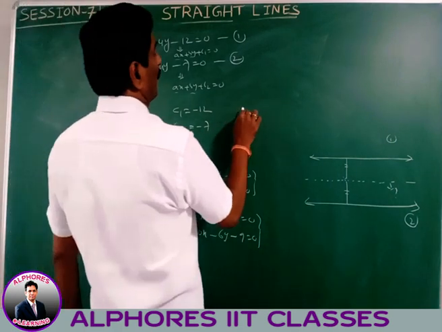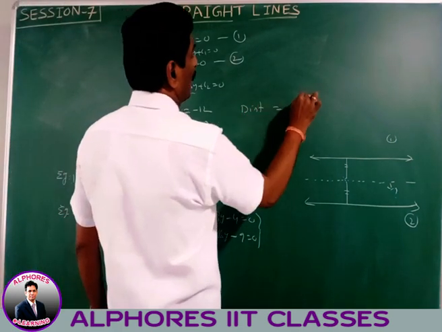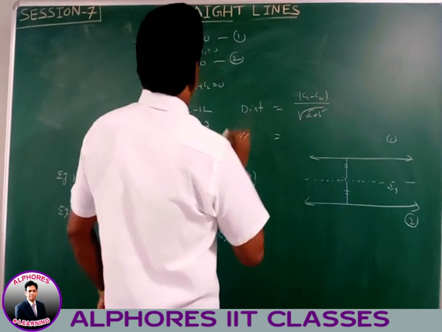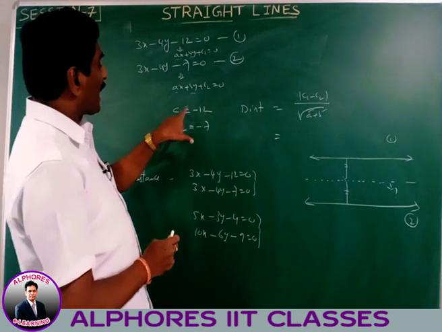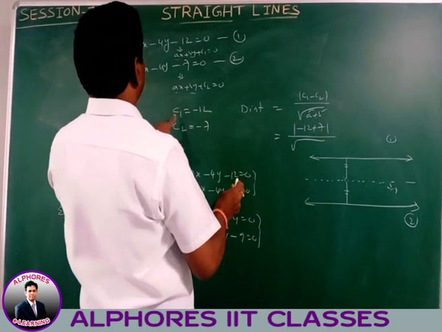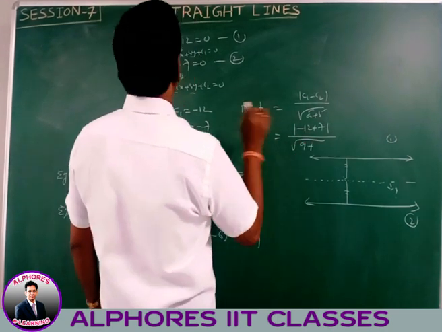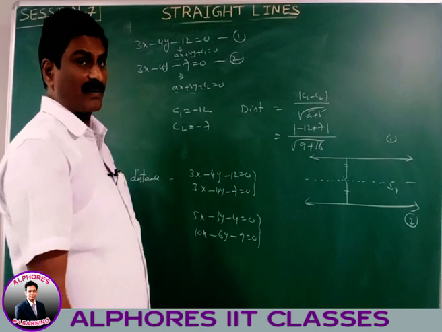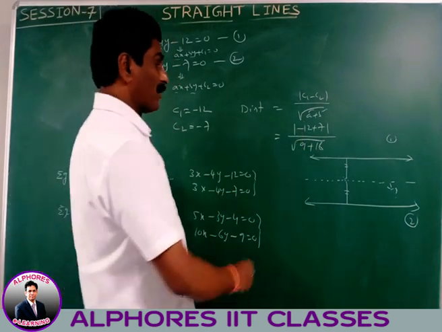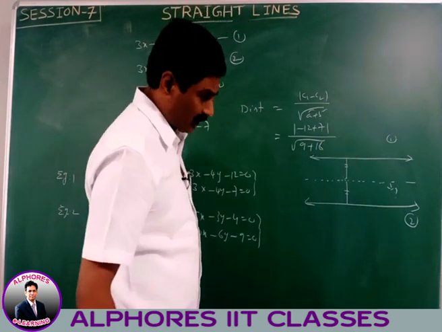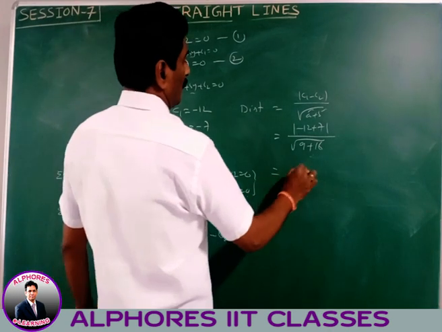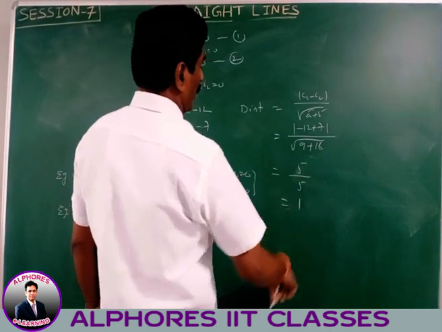Distance between two parallel lines is nothing but, what is the formula? Mod C1 minus C2 by root over a square plus b square. Mod C1 minus C2 means mod minus 12 plus 7 by root over a square plus b square. Here a means 3, 3 square means 9, and minus 4 whole square means 16. Minus 12 plus 7 means 5. 5 by root 25 means 5 by 5. That is equal to 1 unit.